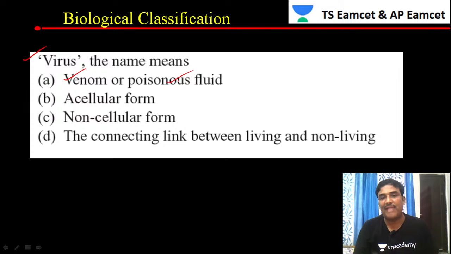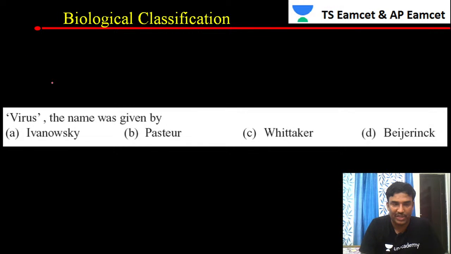So this virus, we can call it a connective link. No doubt it also acts as a connective link between living and non-living organisms. But here the question is asking that the meaning of virus is venom or poisonous fluid. Now that is the answer. Let's move to the next question.